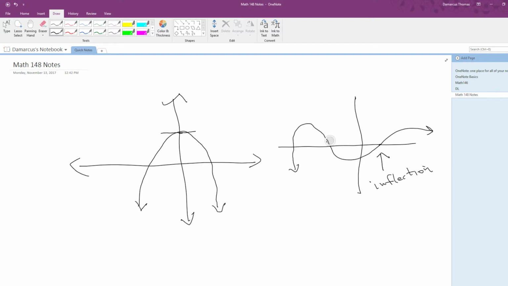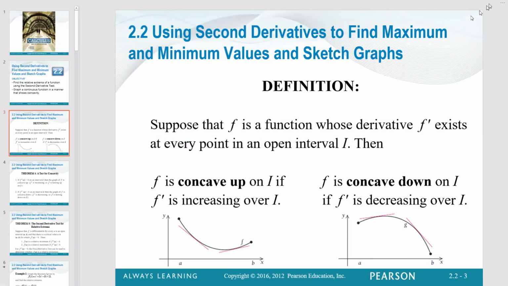Another point of inflection where the graph switches from being concave up to concave down. Right at that point, there is an inflection point, we call it. And that has to do with the second derivative test, okay? But right now, we're only concerned with what's going on at that point.